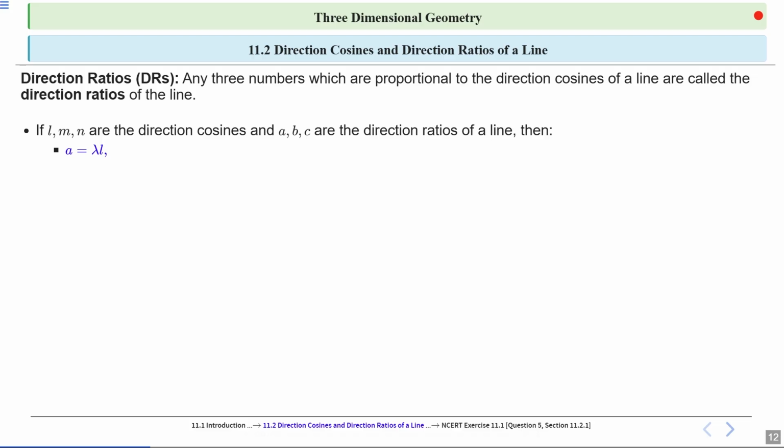A equals lambda times L. Then B is related to the direction cosine M in the same way. B equals lambda times M. The direction ratio C is given by C equals lambda times N, for some non-zero scalar lambda belonging to the set of real numbers.